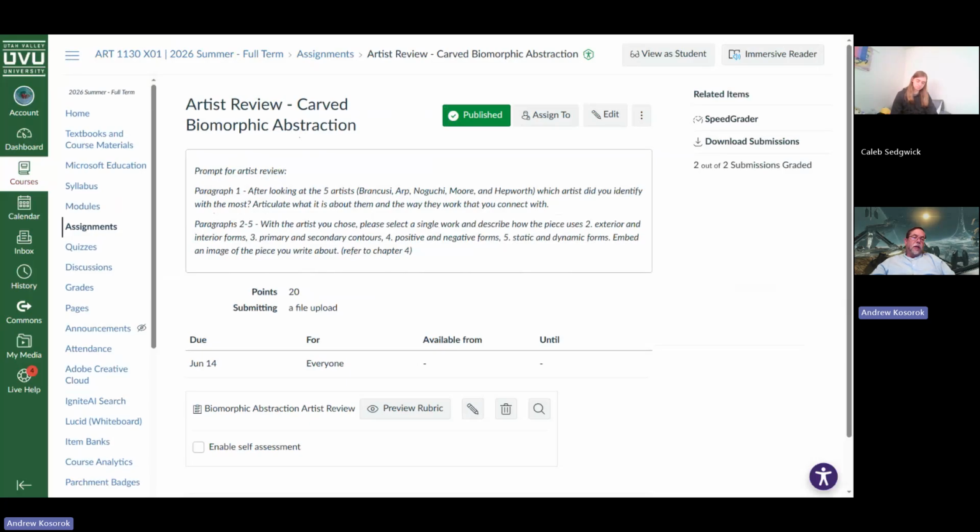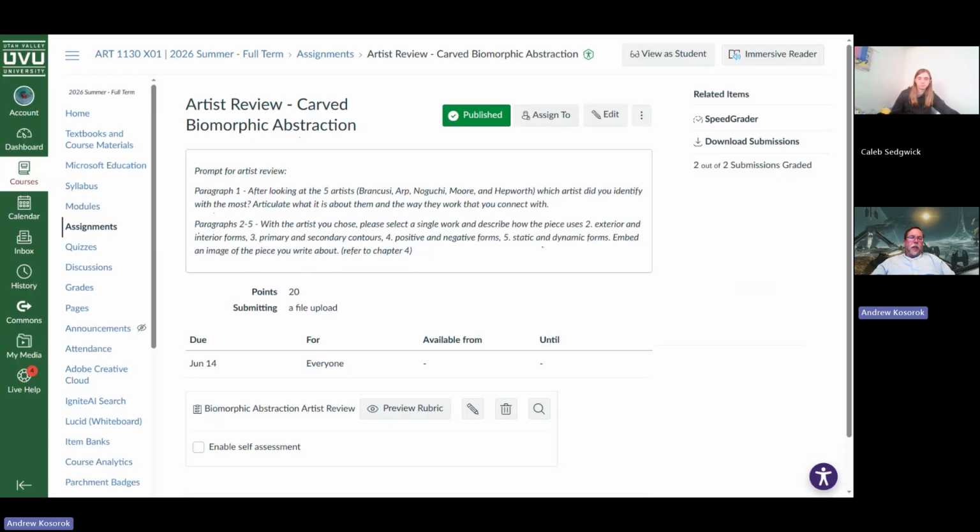And the paragraphs 2 to 5, what you're doing in number 1 is you're talking about the artwork that you're picking, and it has to be from one of these 5 artists in the module, in the background section, and talk a little bit about it. Then in paragraph 2, you're addressing how the artist used exterior and interior forms. Paragraph 3, primary and secondary contours. Paragraph 4, positive and negative forms. Paragraph 5, static and dynamic forms.